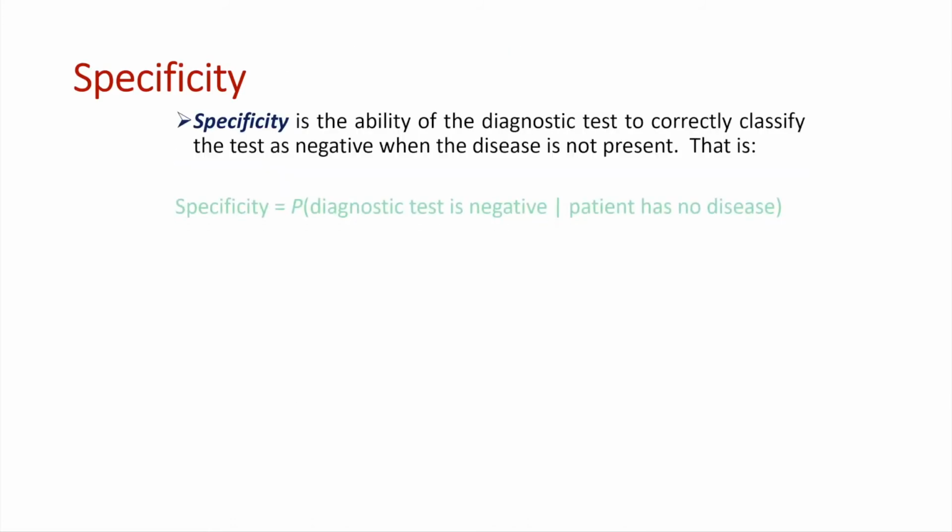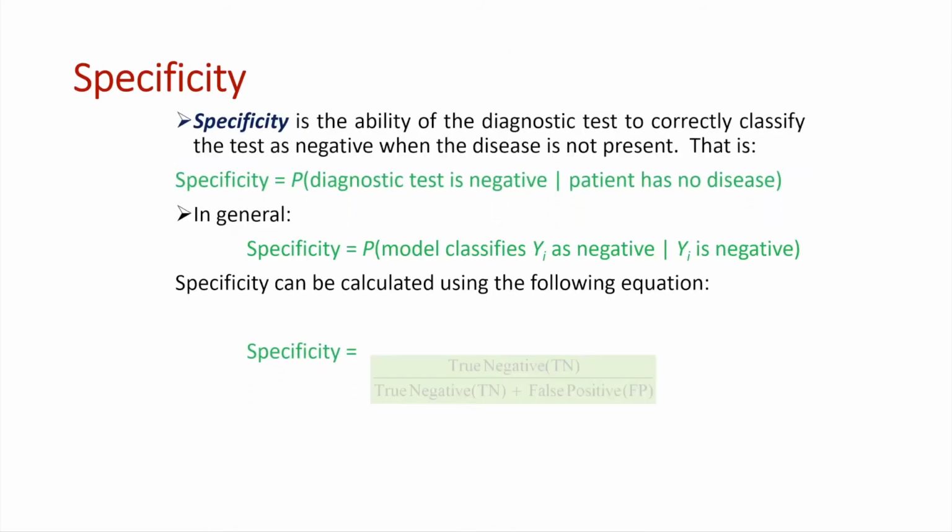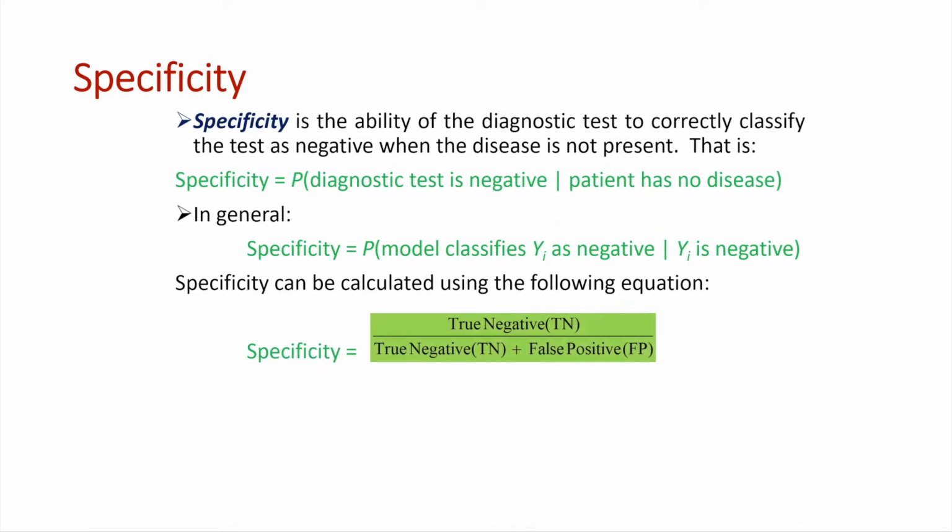Now, similarly, we have a formula for specificity. It is given as true negative divided by true negative plus false positive. It's basically the ability of a diagnostic test to correctly classify the test as negative when the disease is not present. So it's mostly used in medical science, but you can also use it in any logistic regression to explain how efficiently you have identified the true negatives when the values are actually negative. So we see this specificity, accuracy, and sensitivity through the confusion matrix that we created through Excel.